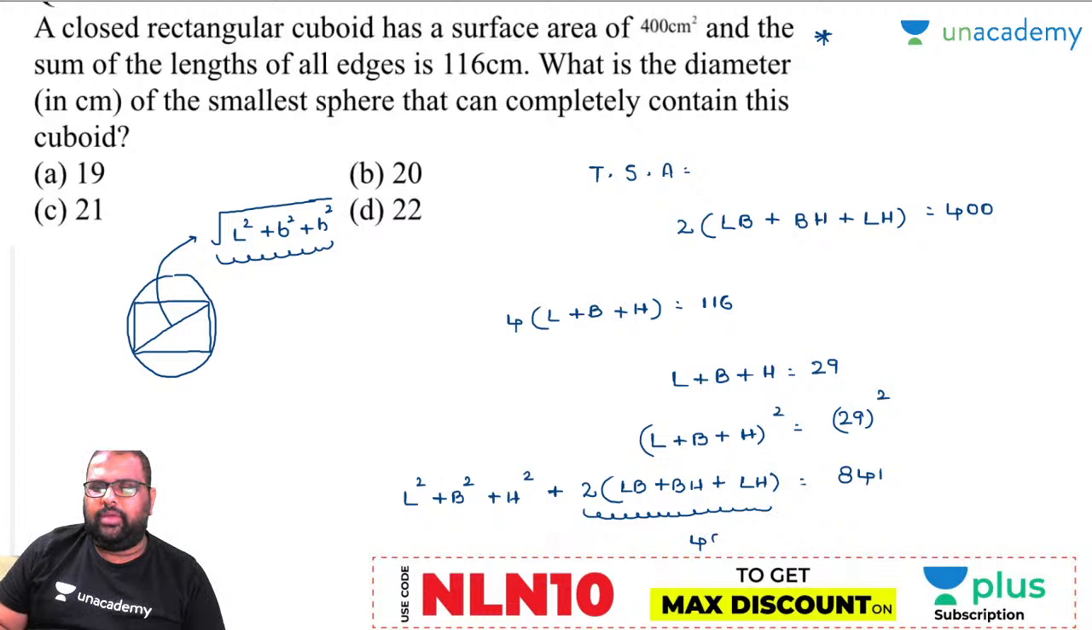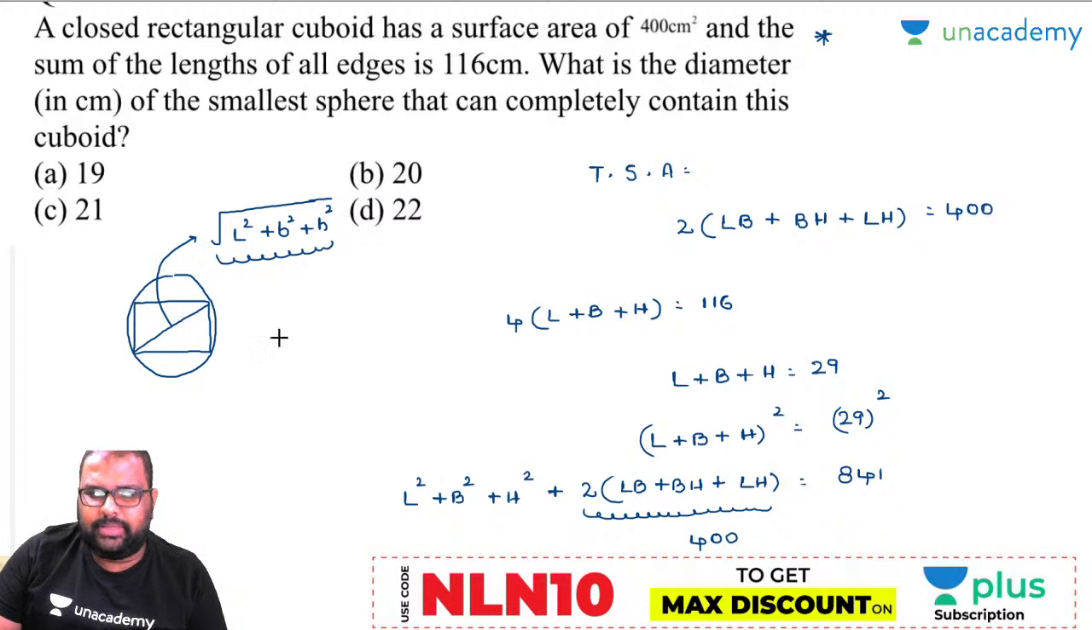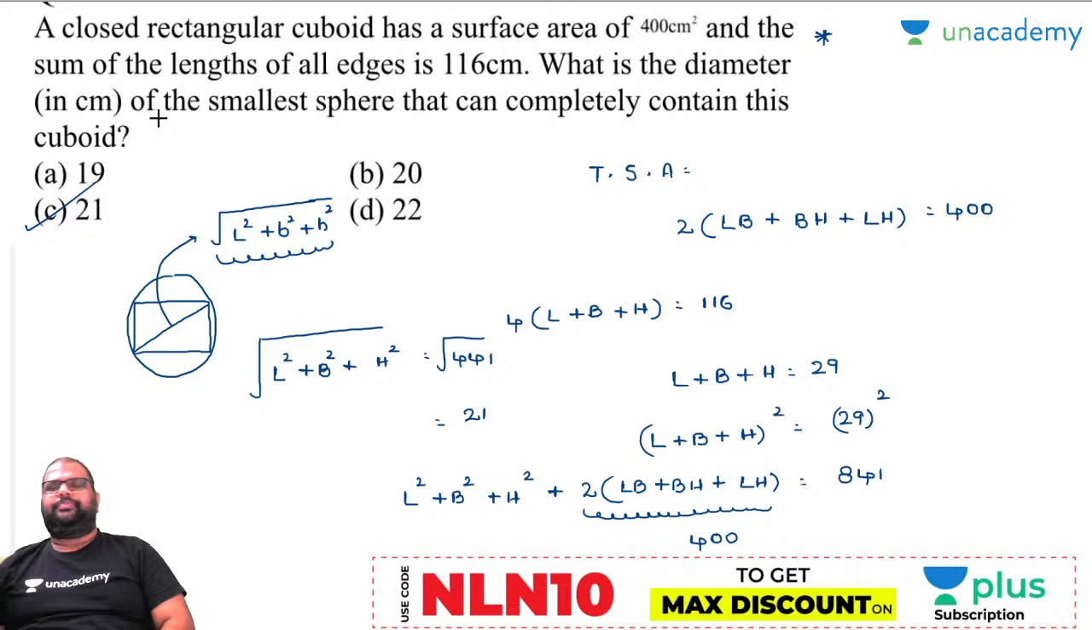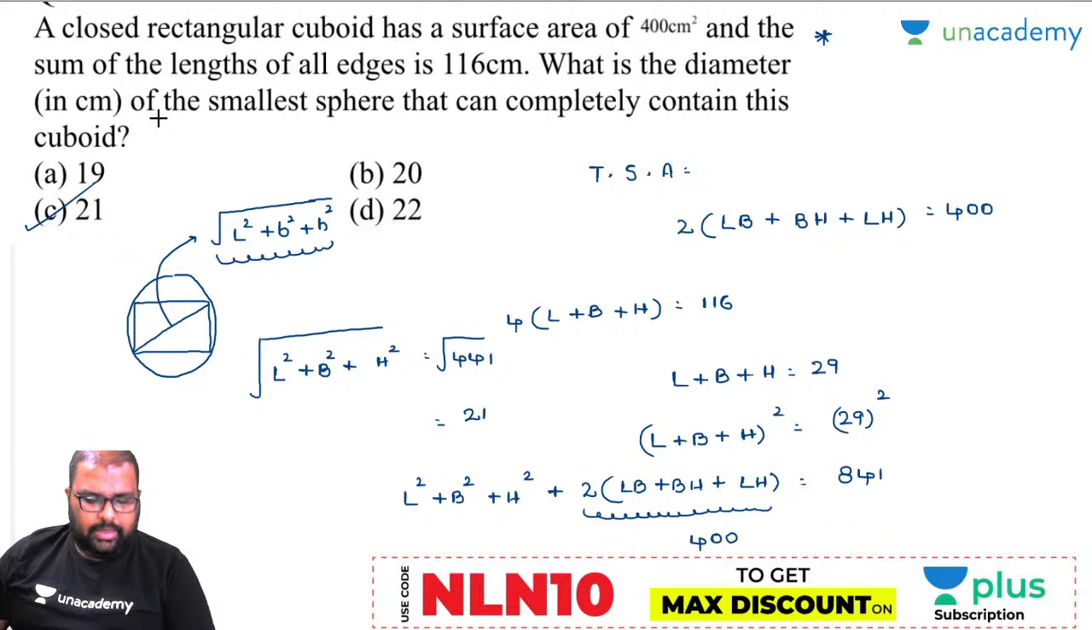So finally, what will be your L square plus B square plus H square value? Will it be 441? Yes, perfectly. And you are asked to find the root of L square plus B square plus H square, which will be root of 441. Root of 441 is nothing but equal to 21, and your option C works out. I think I am clear regarding this.